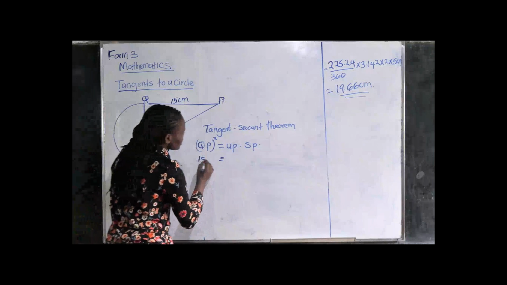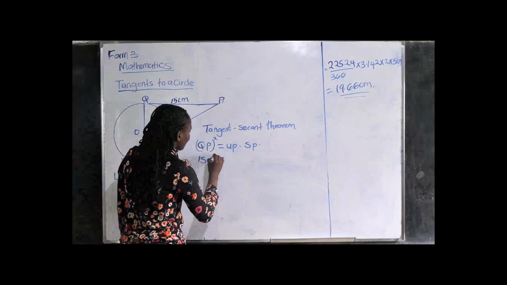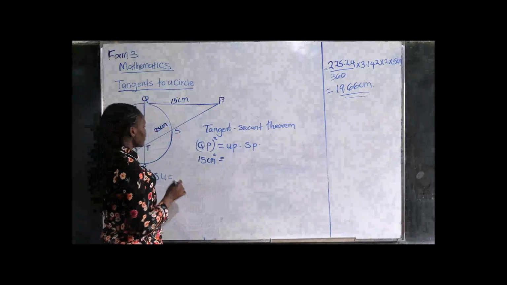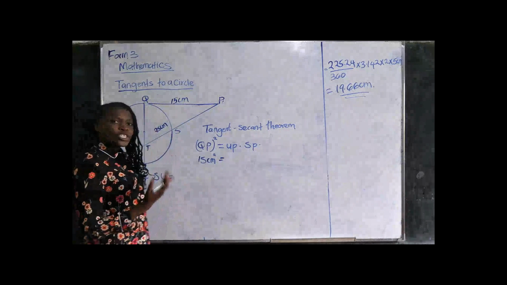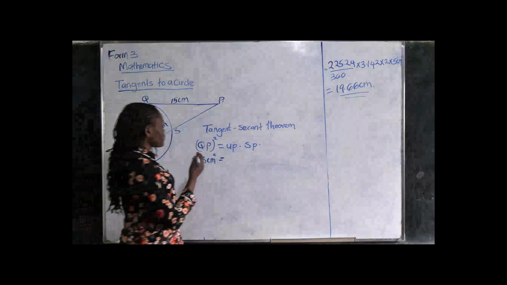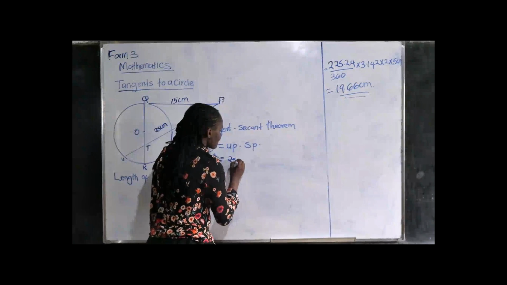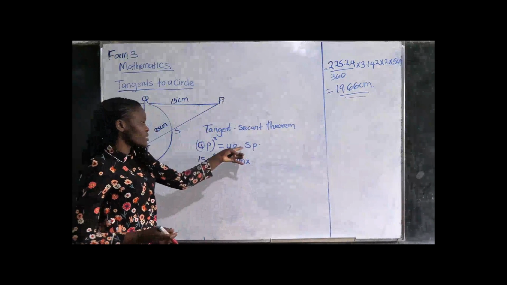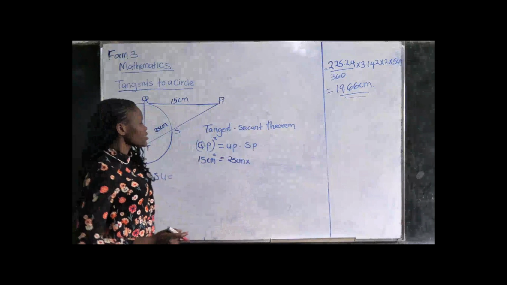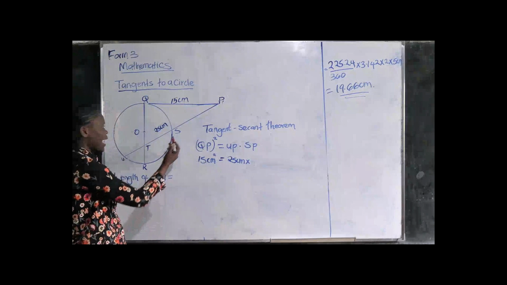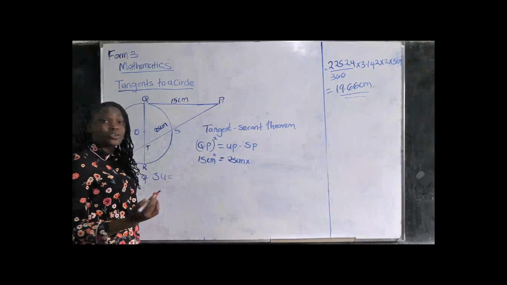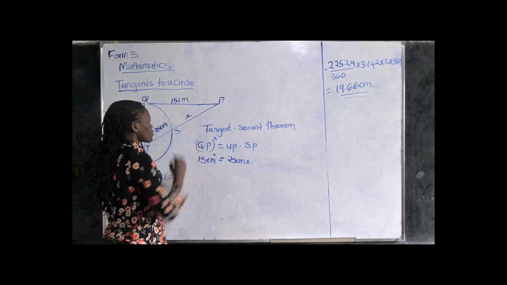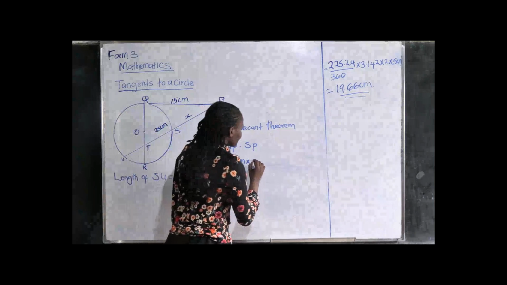It's 15 centimeters square, which is equal to UP. The question has told us UP is 25 centimeter, times, that sign also means multiplication, so times SP. Do we know SP? No, we don't know it. So let's assume SP is X, so times X.